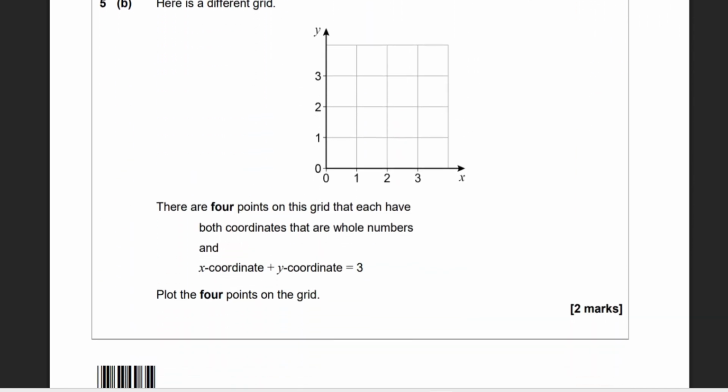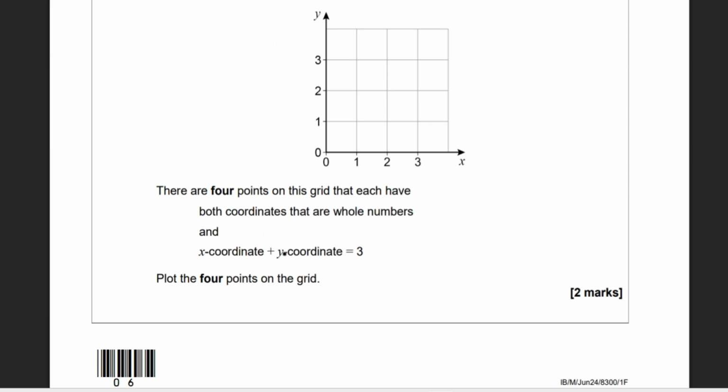Then we go to this one. Here is a grid. X coordinate plus Y coordinate is equal to 3. So what can give you 3? Let's say 1 and 2. So 1, 2 will work. Turn it around, 2, 1 will also work.